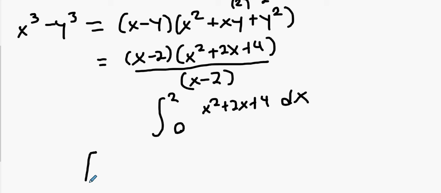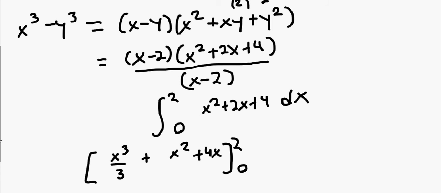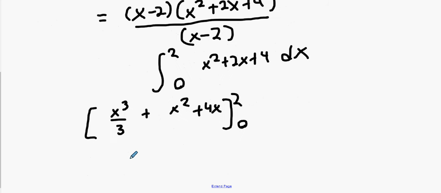When you integrate that, you're going to get x cubed over 3 plus 2x squared over 2, which basically means x squared, and then plus 4x. And then you integrate from 2 to 0, and you'll have no bothers there. You know that's going to be 2 to the power 3 over 3 plus 2 squared plus 4 times 2.